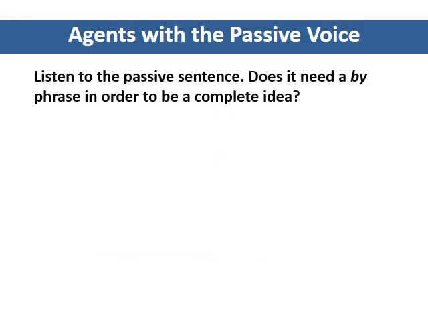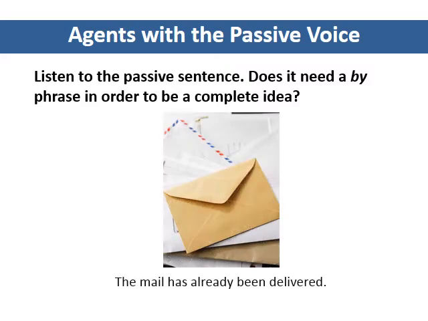Listen to the passive sentence. Does it need a by phrase in order to be a complete idea? The mail has already been delivered. The sentence is complete. We do not need the by phrase because we know that the post office delivers the mail. The agent, or doer, is obvious.